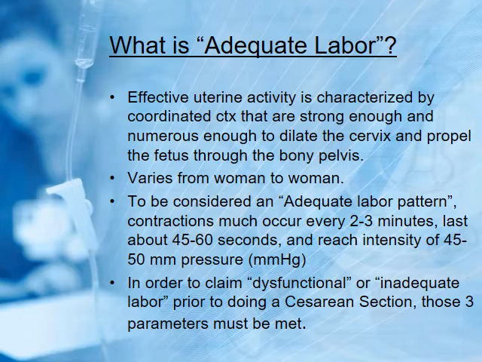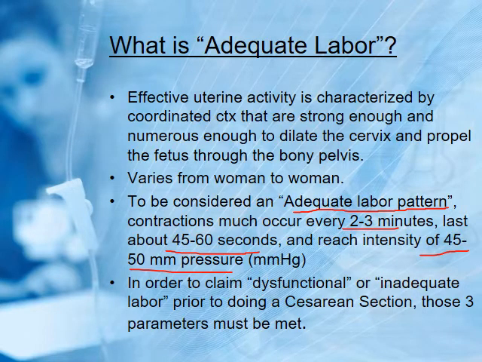I have had patients who contract every 5 minutes, and they do fine, they deliver. I've had patients that contracted every 2 minutes and never could deliver. So this is going to be different from woman to woman, but there is a guideline as to what's considered adequate labor. To be considered an adequate labor pattern, contractions must occur every 2 to 3 minutes, last about 45 to 60 seconds, and reach that intensity of 45 to 50 millimeters of pressure.